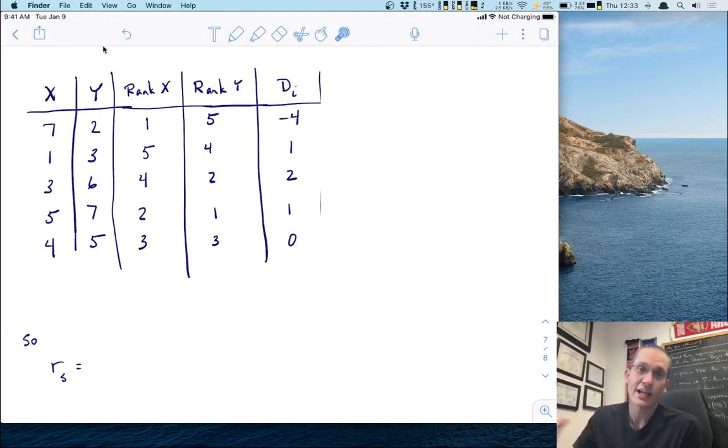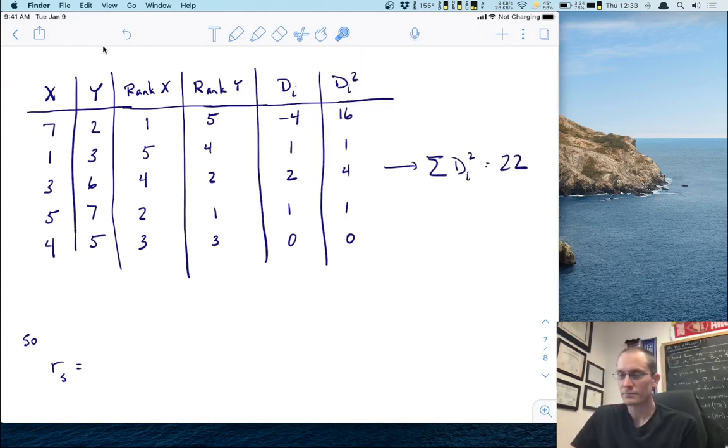And then because some are negative, some are positive, we're going to square them to make them all positive. So that gives us these squares, 16, 1, 4, 1, and 0. And then we're going to need to add those up. We're going to need to find the sum of those squared ranks. If we do that, we get 16 plus 4 is 20 plus 2 is 22.